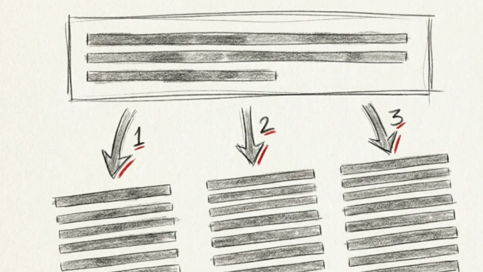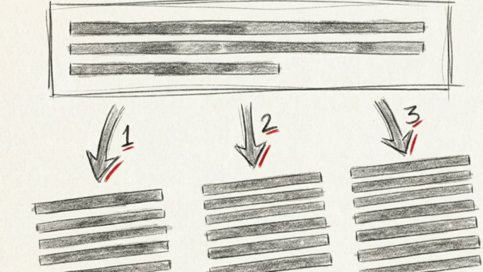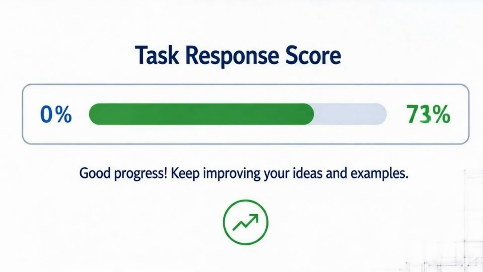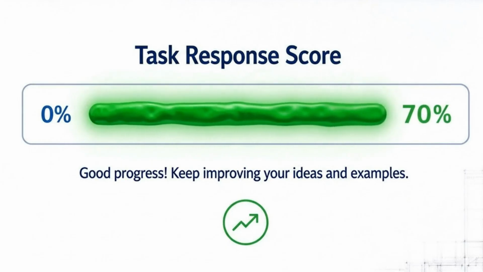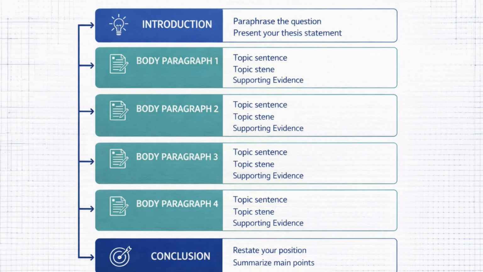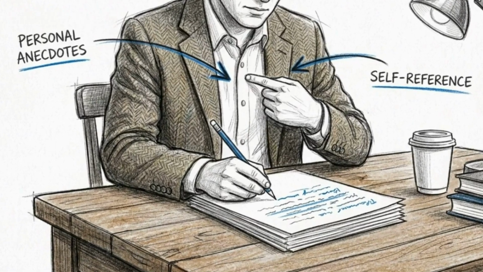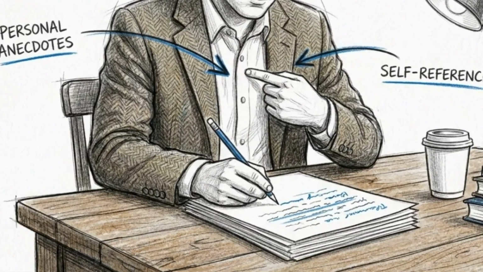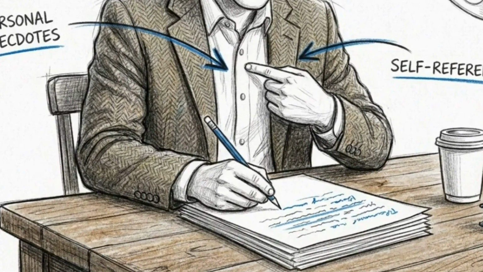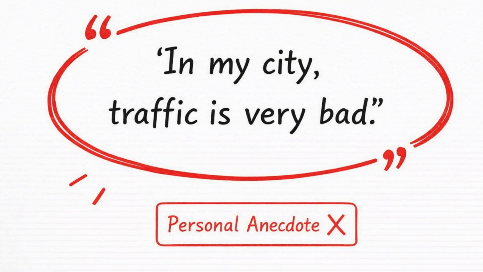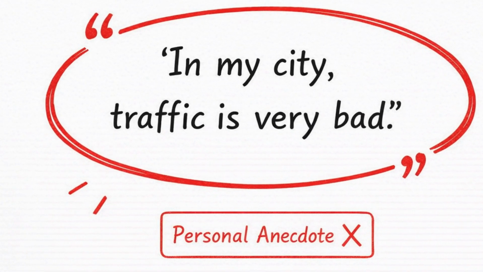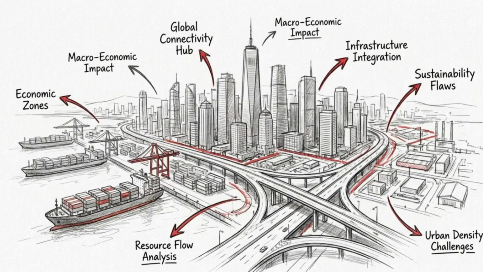By applying these 2 formulas, a direct response to the prompt and a clear roadmap thesis, you secure a massive portion of your task response score before you even begin drafting your body paragraphs. Your essay immediately establishes a coherent structure. Mistake number 3 occurs when students drop their academic register by relying on personal anecdotes. Writing, "In my city, traffic is very bad," is an individual observation, not academic evidence. Task 2 requires you to construct arguments about the world at large.